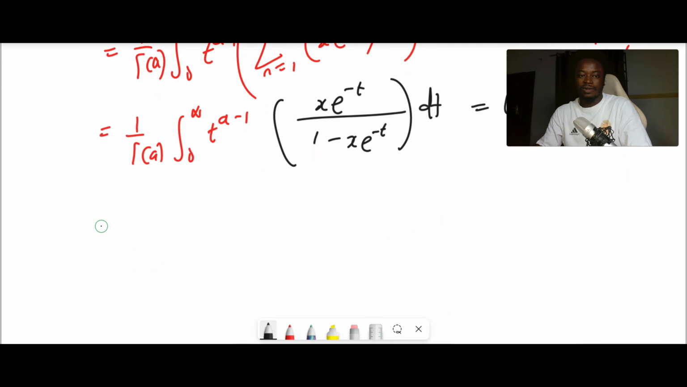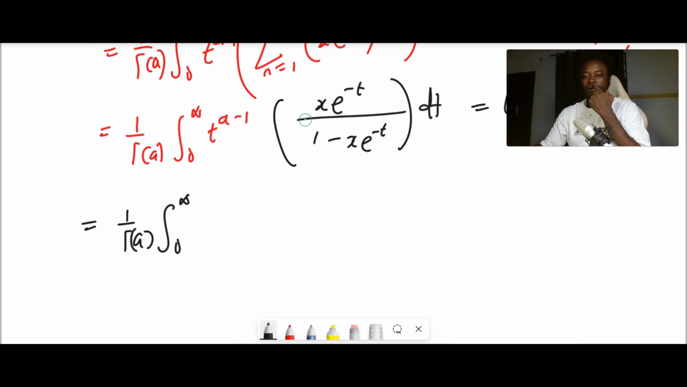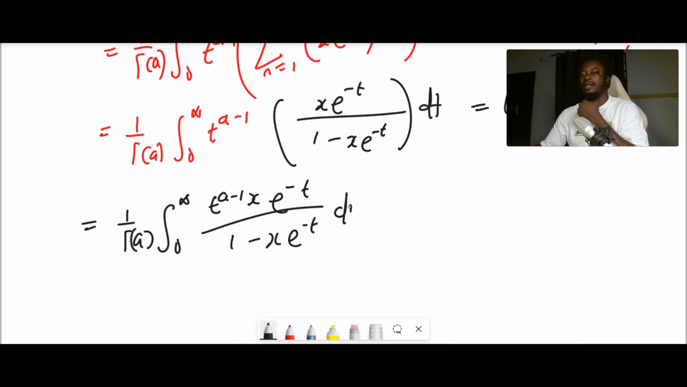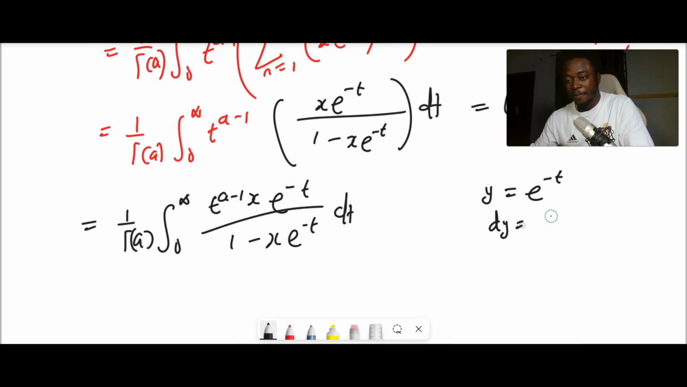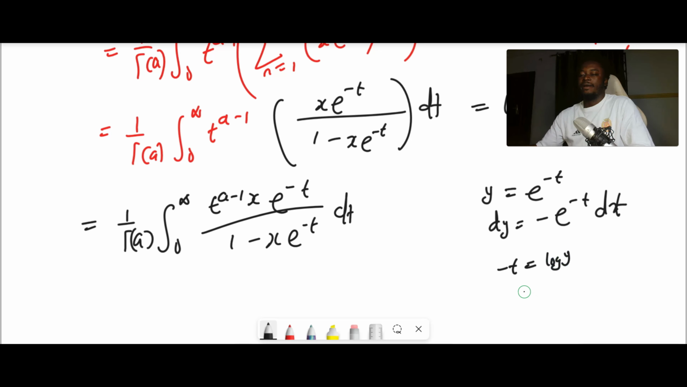So to do that, we are going to write this as 1 over gamma of a times the integral from 0 to infinity. Now we will combine everything, so you have t to the a minus 1 x e to the negative t, all divided by 1 minus x e to the negative t dt. Now here you take y to be e to the negative t, whereby dy would be negative e to the negative t dt. So in this case, negative t would be log y, and t would be negative log y.